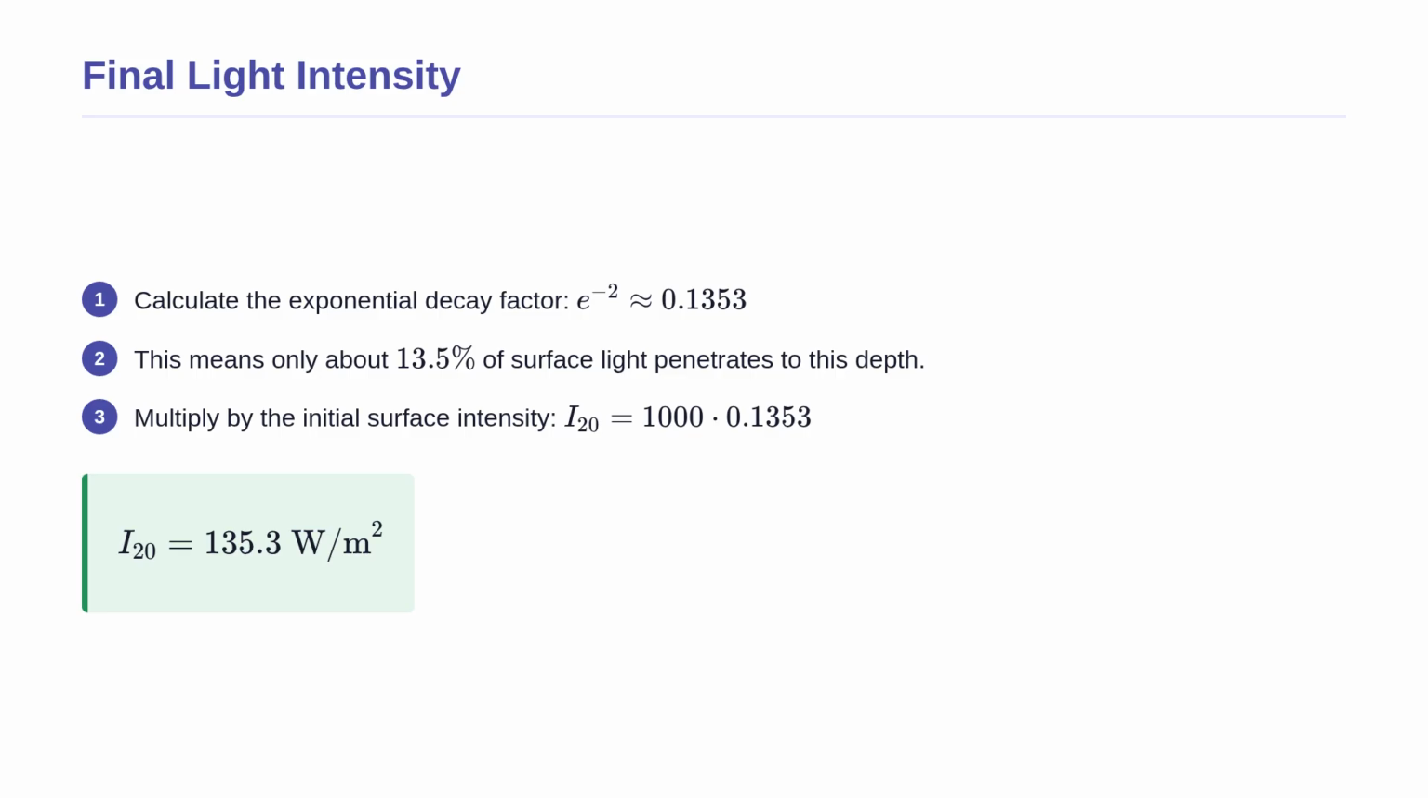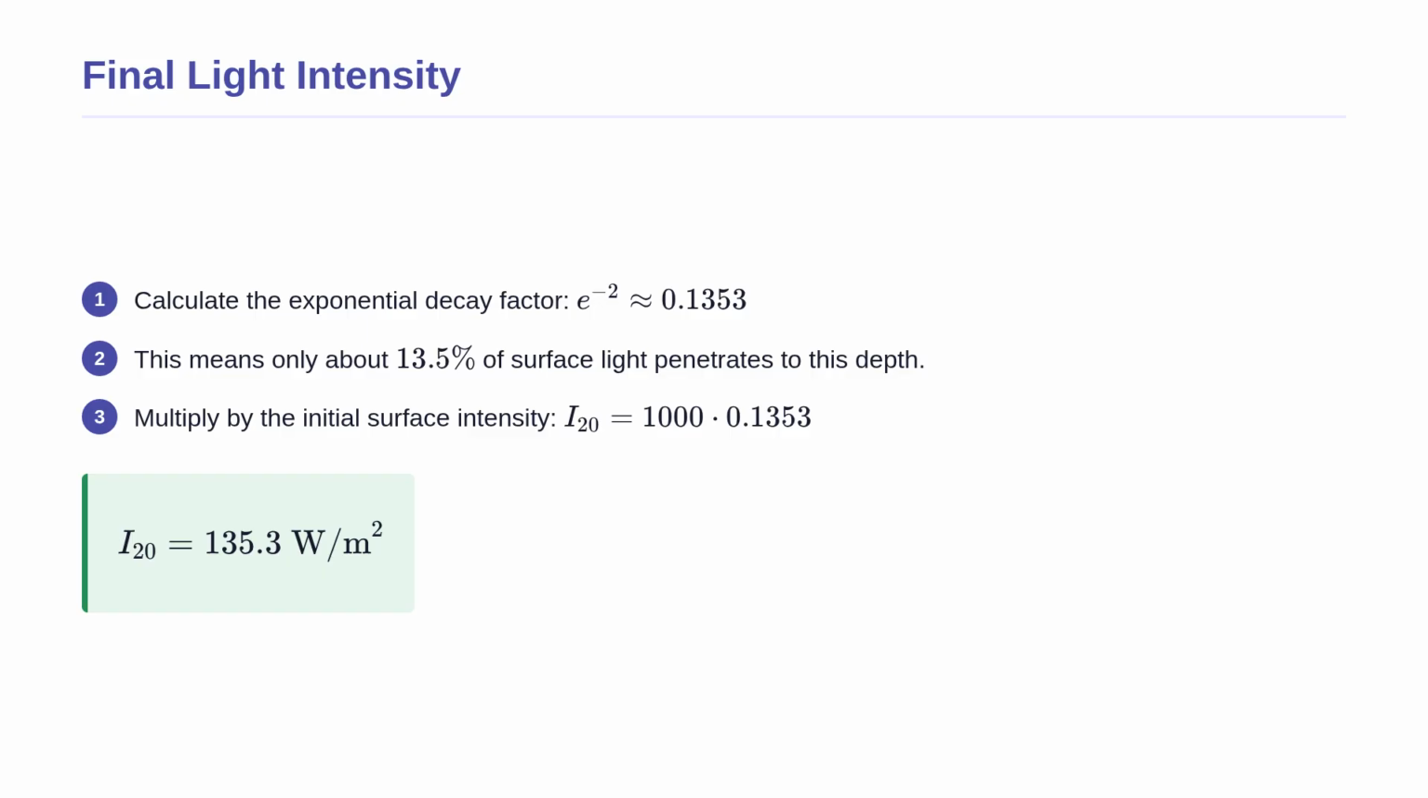0.1353. Conceptually, this decimal tells us that only about 13.5% of the surface light successfully penetrates down to the 20-meter mark. Finally, we multiply our initial surface intensity of 1,000 by this decay factor. The result is 135.3 watts per square meter.